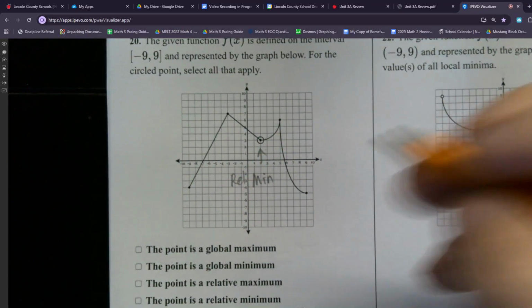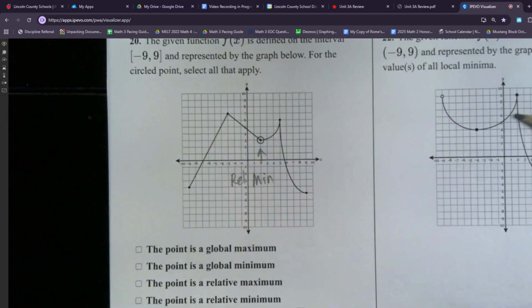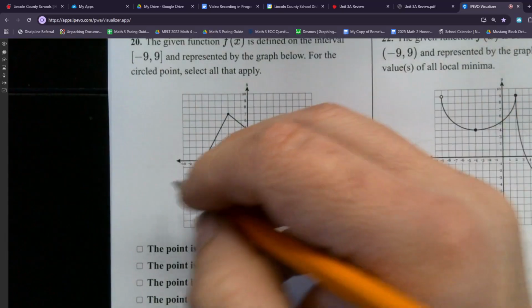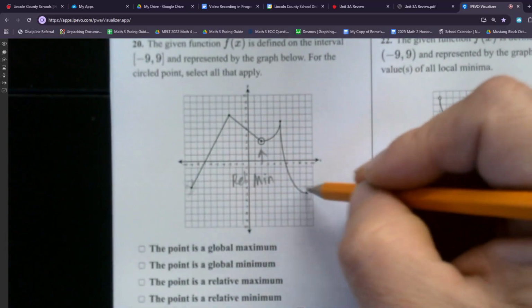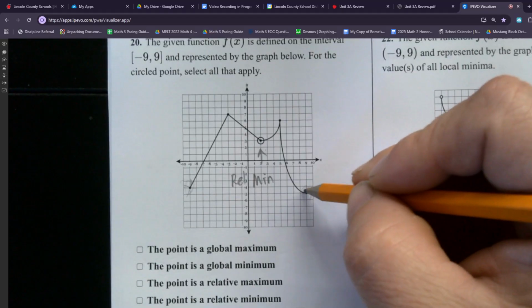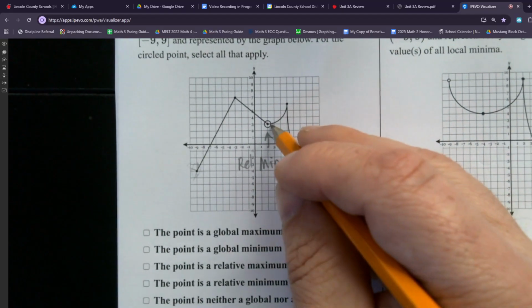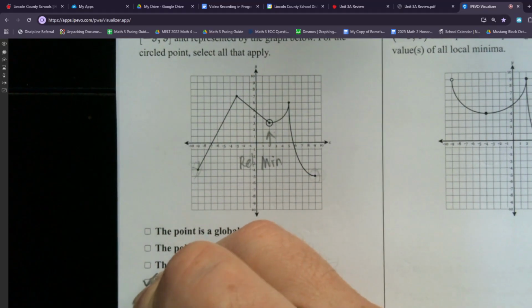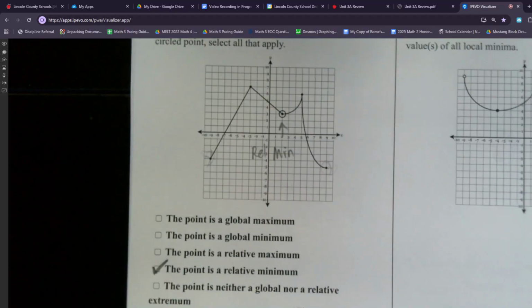All right. That is not the absolute min, because this is the absolute min here, not that one. That one would not be the absolute min. So the circled point is just a relative minimum. So that's it.